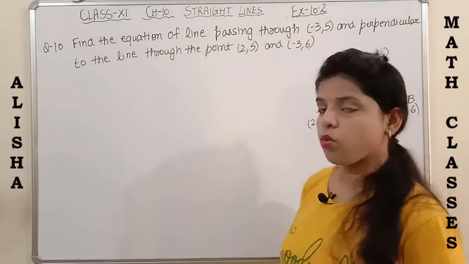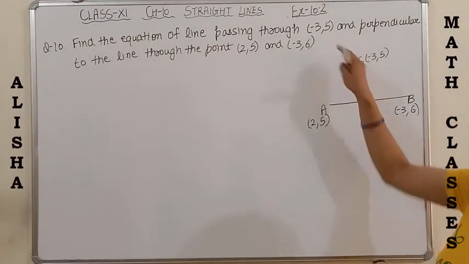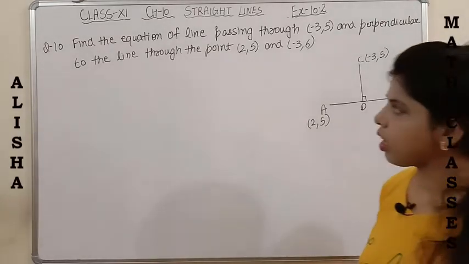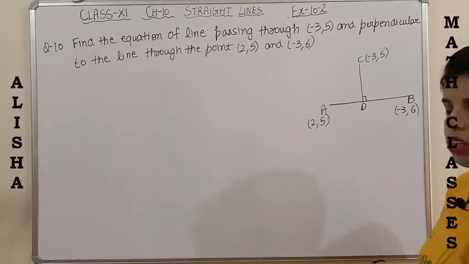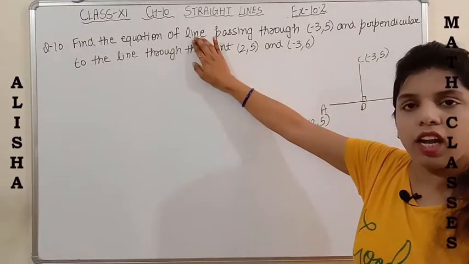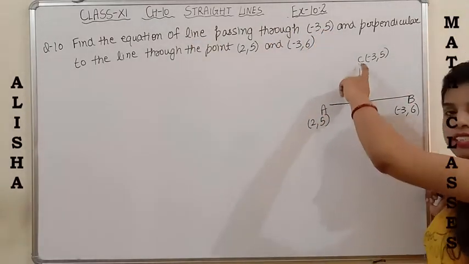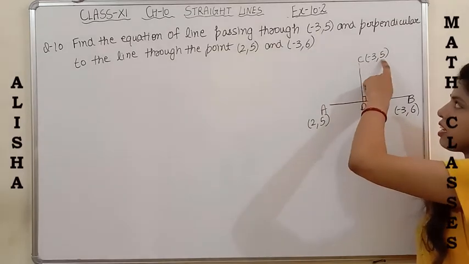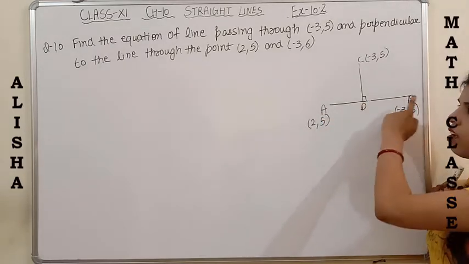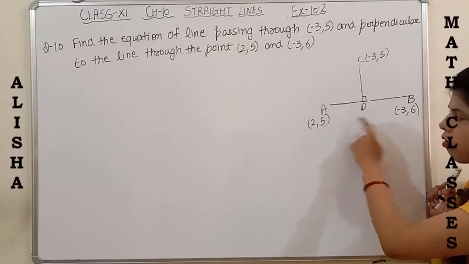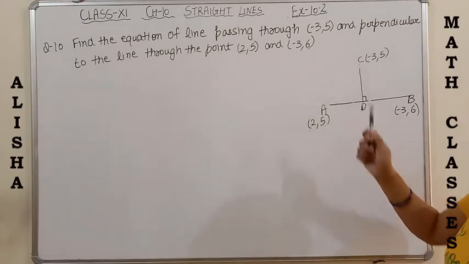So students, next is question number 10. Read the statement. Find the equation of the line passing through the point minus 3, 5 and perpendicular to the line through the points 2, 5 and minus 3, 6. First of all, please try to understand the question. We have to find the equation of a line, and this line is passing through this point. Here we have assumed this is the line CD, which is passing through minus 3, 5. Now this line is perpendicular to this line AB, which is passing through two points 2, 5 and minus 3, 6. We have to find the equation of line CD.